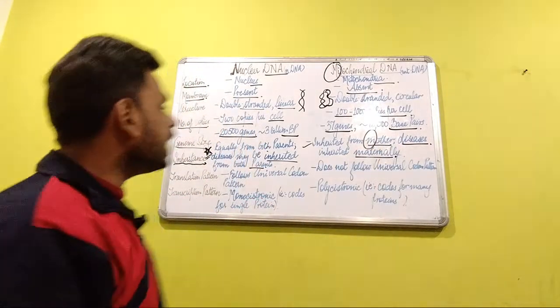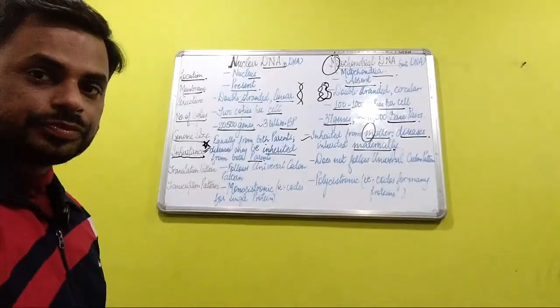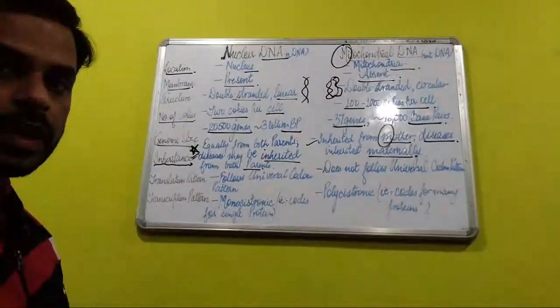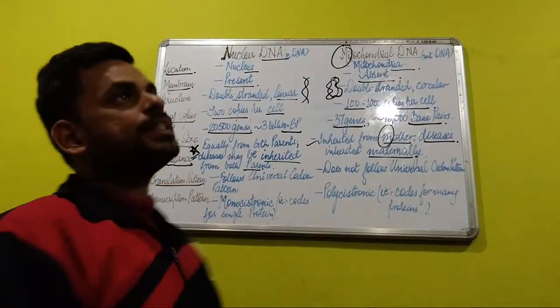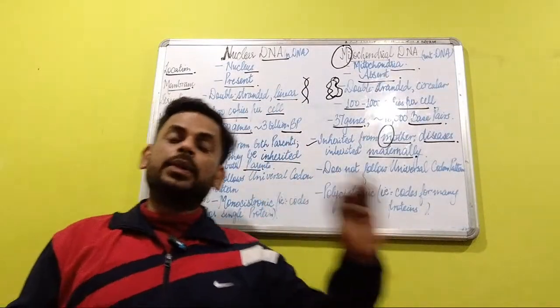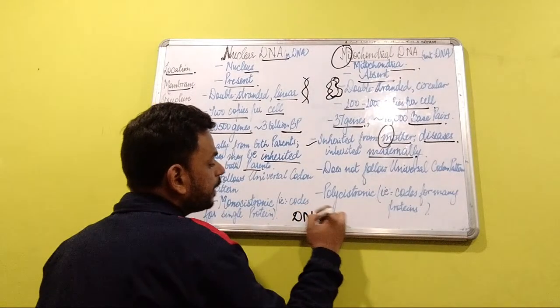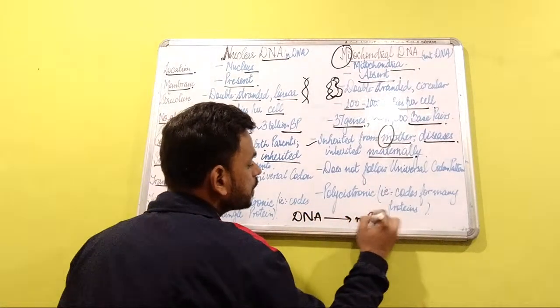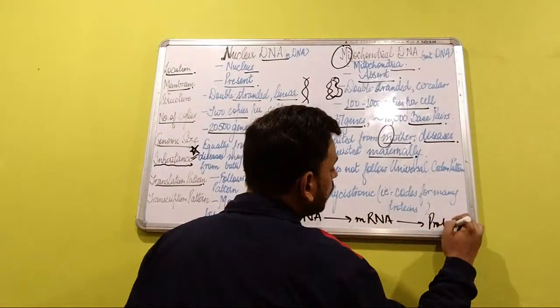Now moving on to the next important point of differentiation, the translation pattern. You must have seen that from a DNA a particular mRNA is produced, and from the mRNA a particular protein synthesis takes place.